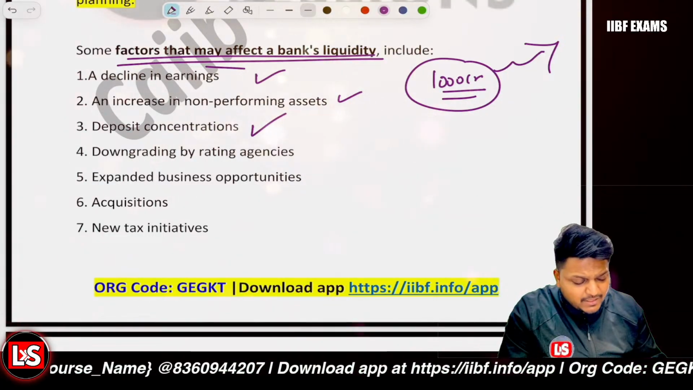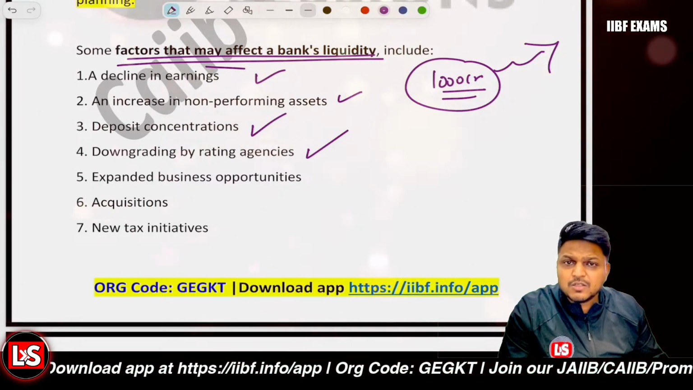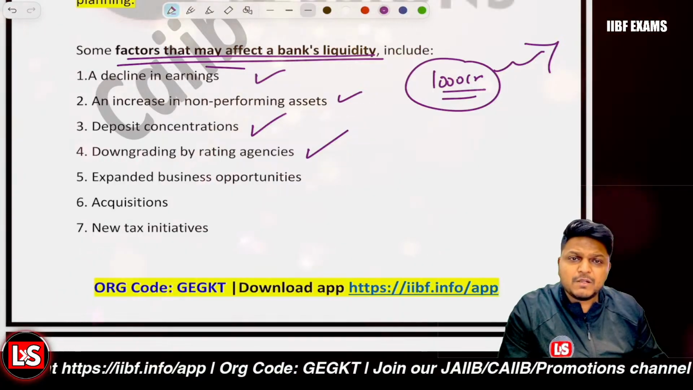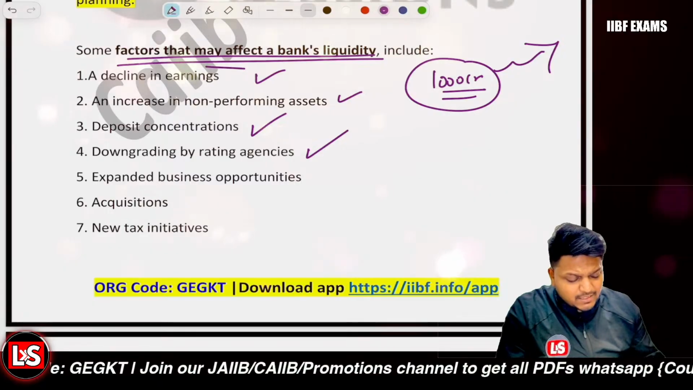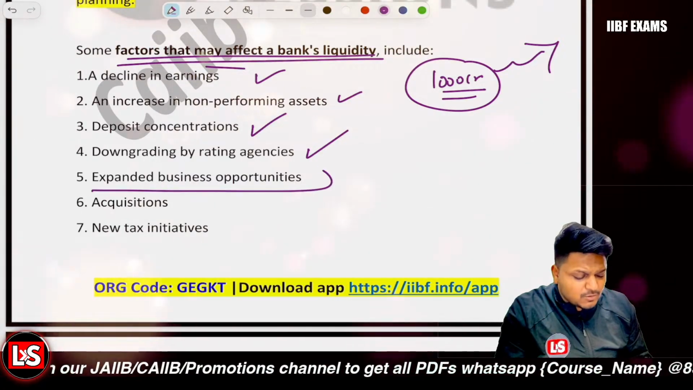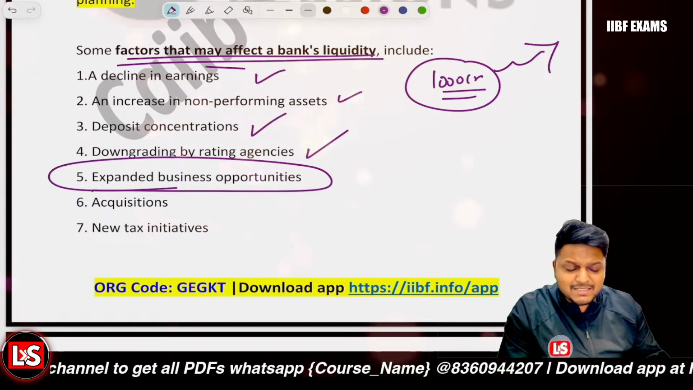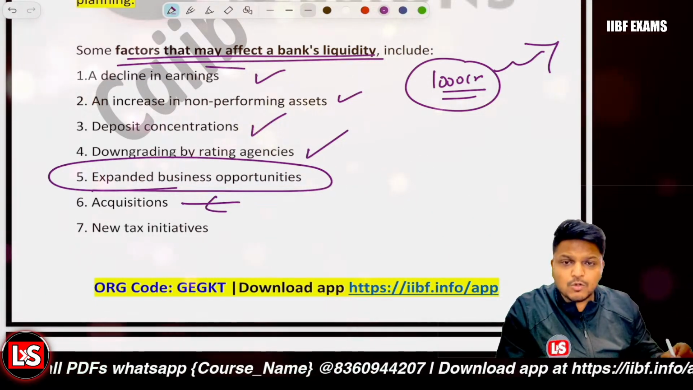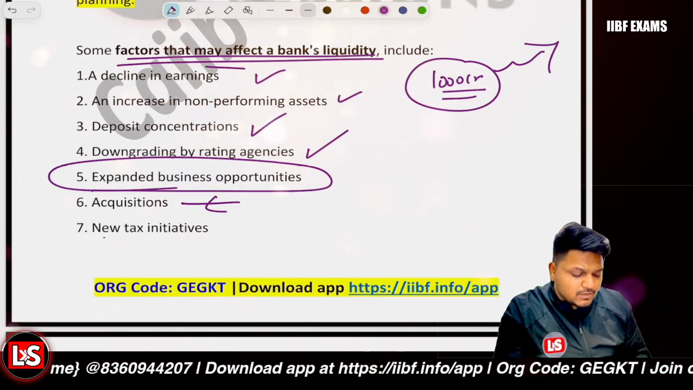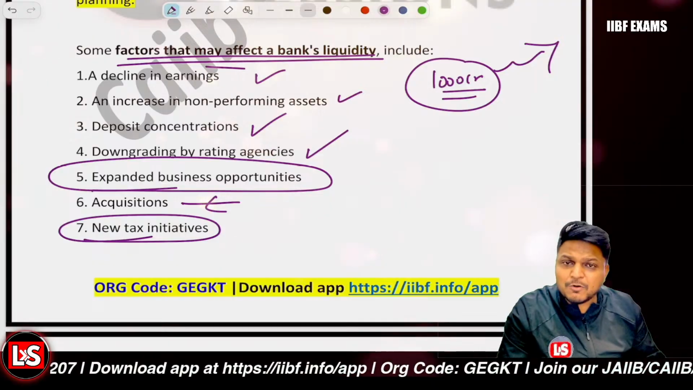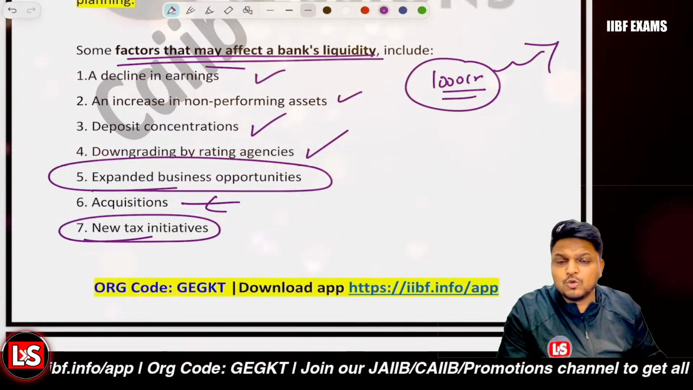Or let's say the credit rating is downgraded, right? So if the credit rating downgrade is there, people will be having trust issues, and further they will be withdrawing more and more amounts. And also it may be the case that you have expanded the business opportunities, in that scenario you'll be requiring much more funds for that purpose. Or let's say you have acquired other entities, and the funds were used for that purpose, that's also going to affect the liquidity. Or let's say there were some new tax initiatives or tax policy changes, now you have to deposit much more taxes, in that scenario you will be having lower liquidity with you.